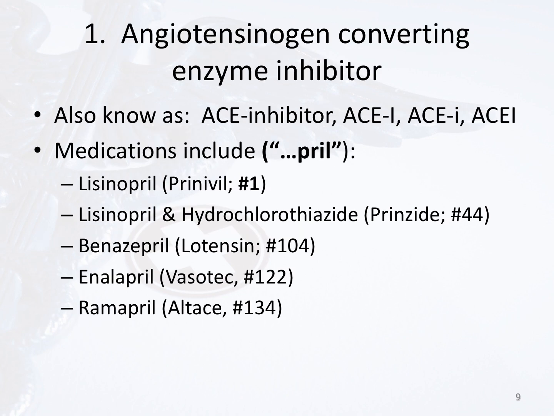For example, lisinopril was the number one prescribed medication in the United States in 2017. Lisinopril is an ACE inhibitor, or an angiotensin converting enzyme inhibitor, often called just an ACE-I, or more commonly an ACE inhibitor. Another medication, the combination of lisinopril along with the diuretic hydrochlorothiazide, is also in the top 50 most prescribed medications. And 3 more ACE inhibitors are in the top 200. You notice the generic name of ACE inhibitors all have the suffix pril.